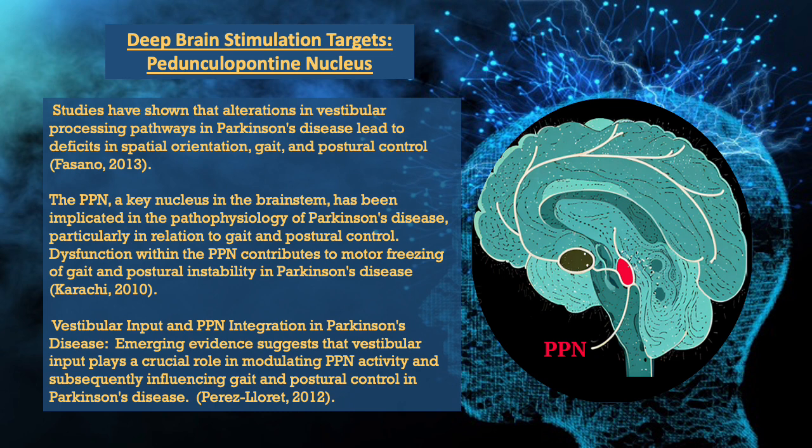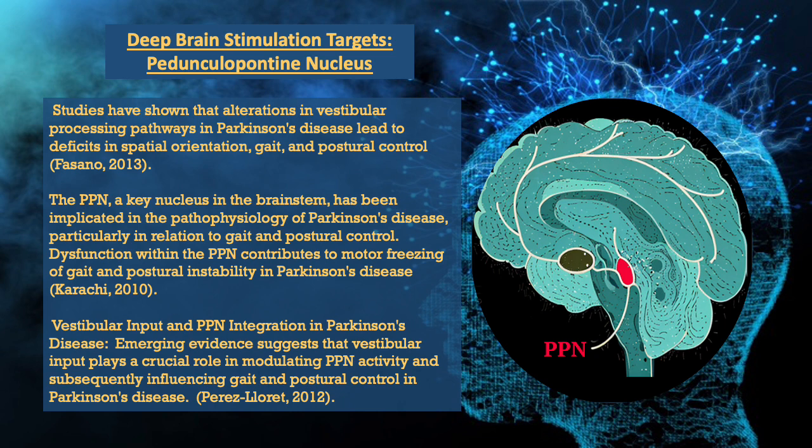The pedunculopontine nucleus is a crucial part of the brainstem associated with Parkinson's disease, particularly in terms of walking and balance issues. When the pedunculopontine nucleus and its connections with brain regions like the basal ganglia malfunction, it can cause motor symptoms such as freezing of gait and instability in Parkinson's patients.